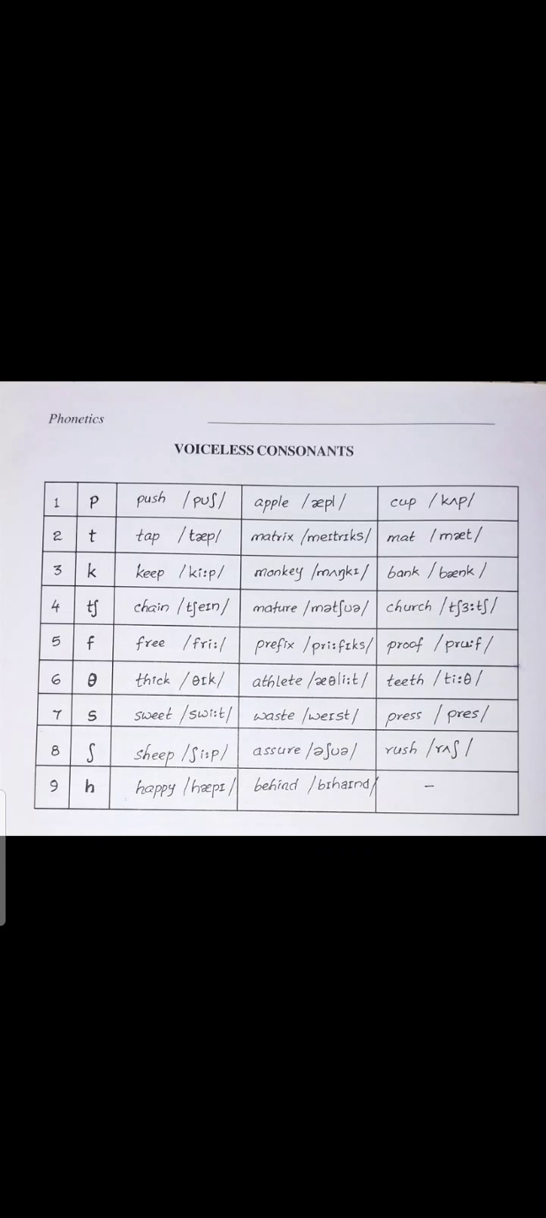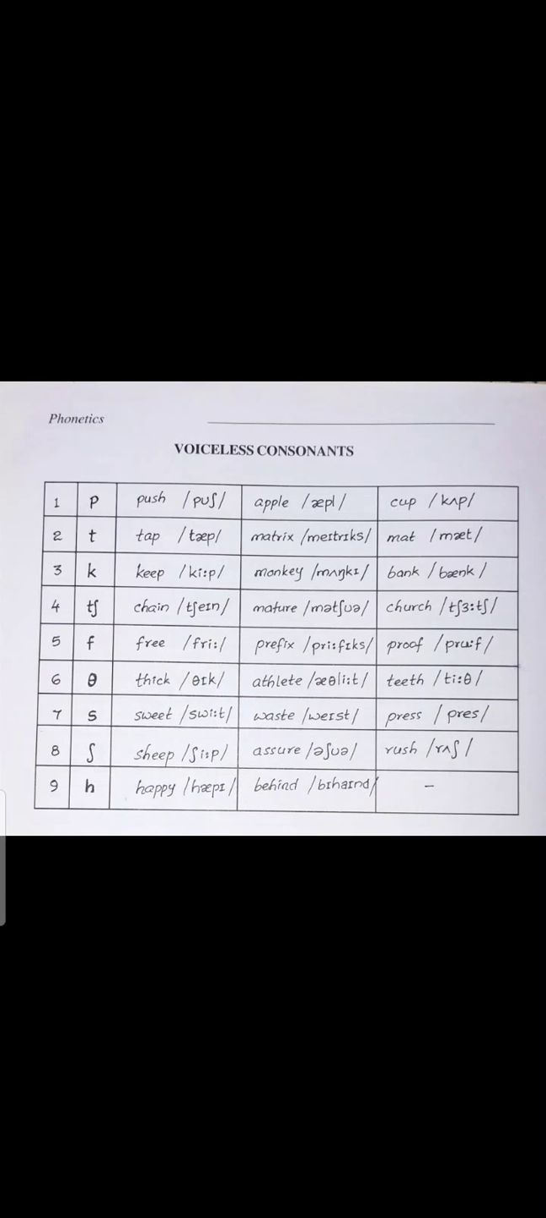And next, the third voiceless consonant sound is "k". In the initial position, keep. In the middle position, monkey. In the final position, bank.